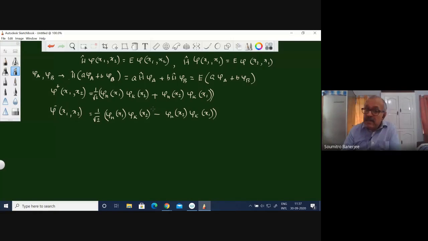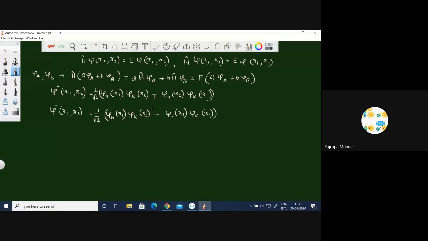Sir, I have a doubt in that line where you have written that psi A and psi B are different eigenfunctions of A. I don't understand that because psi A into psi B, the multiplication, should be the eigenfunction, right?